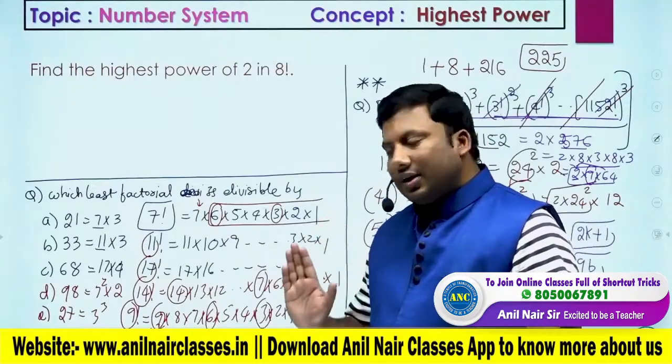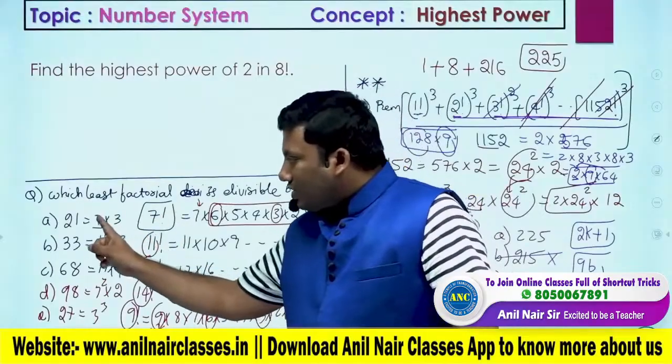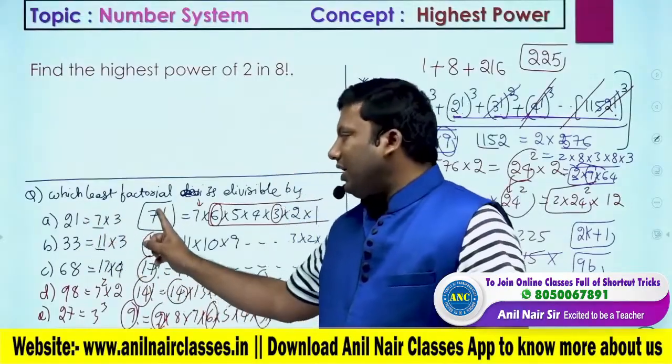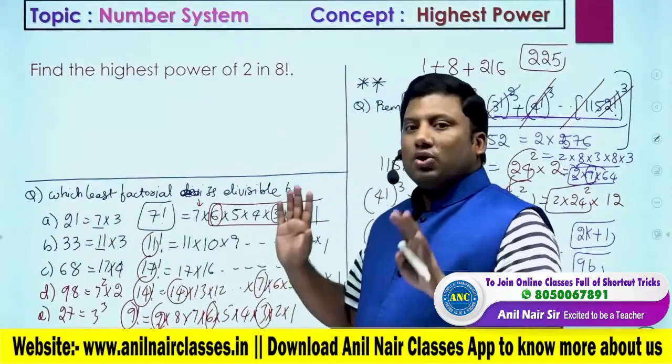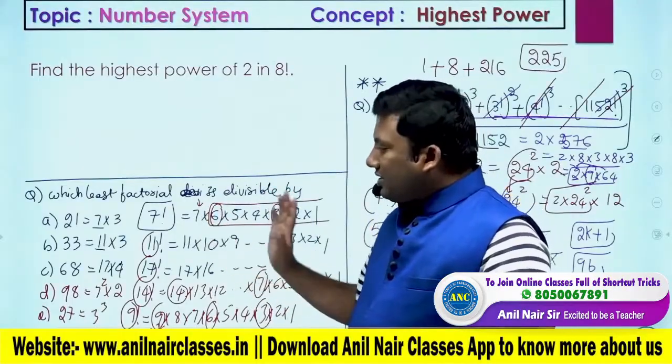Is the idea clear? 21, it is 7 into 3. 21 contains 7 and 3. 1 power of 7 should come. So the least prime number which will have factorial having 7 is 7 factorial.